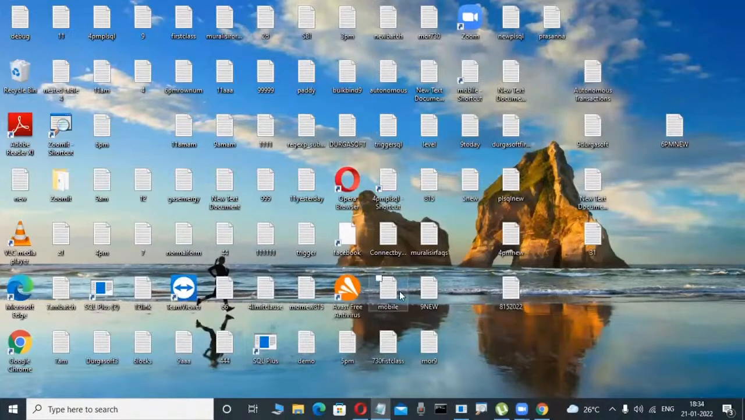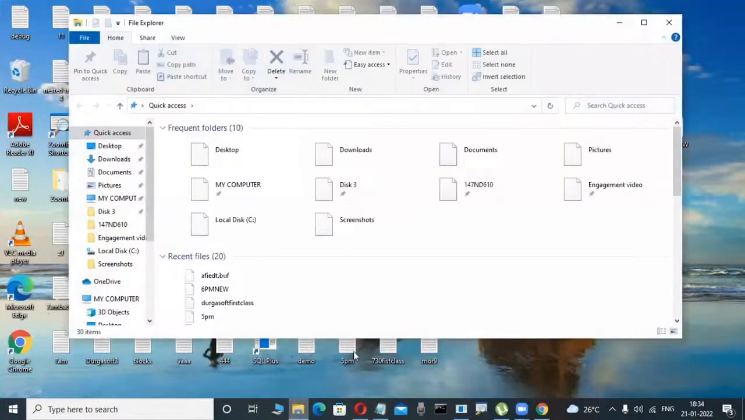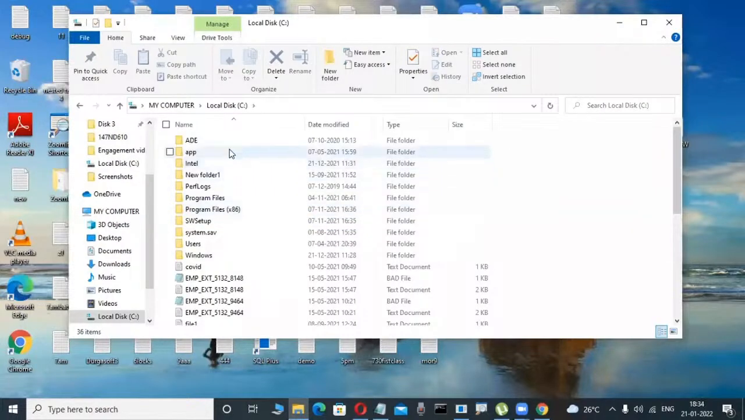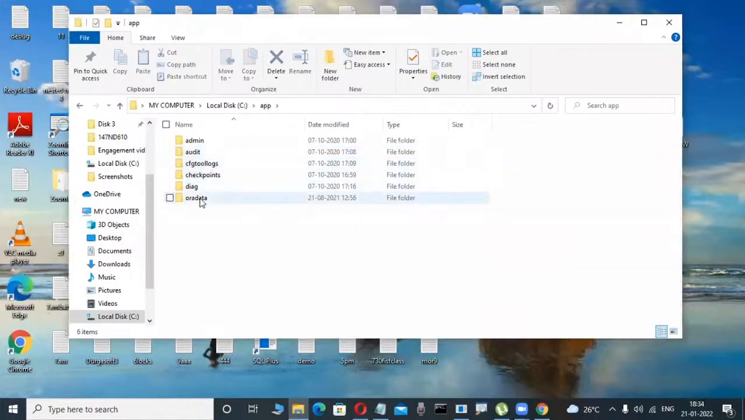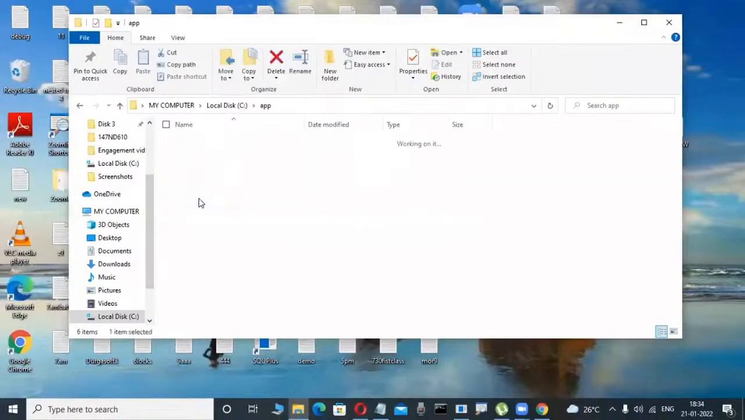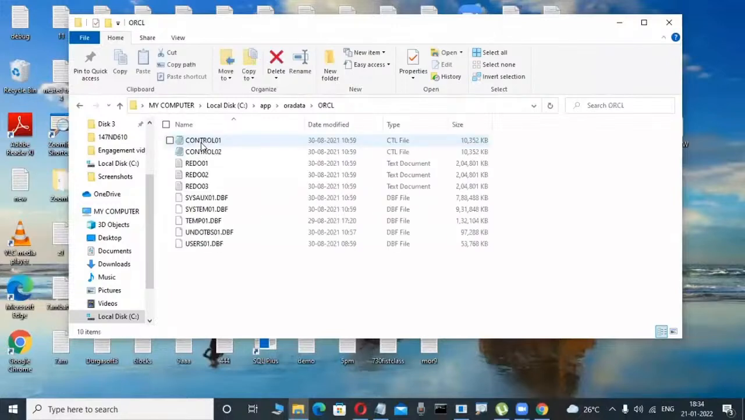Suppose a Windows operating system is there, where Oracle is installed. In that location, I try to view, for example, in C colon or D colon, where Oracle is there. These are all directories, folders: Oracle, Oradata, ORCL. I'm observing. Now in C colon, I installed my Oracle software.